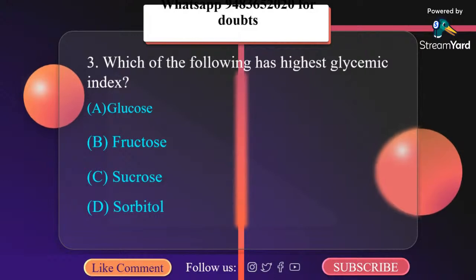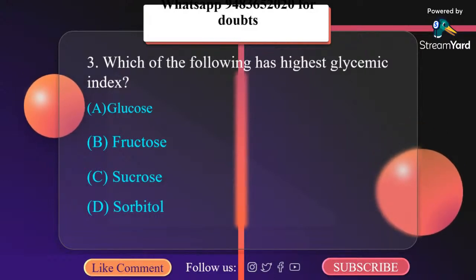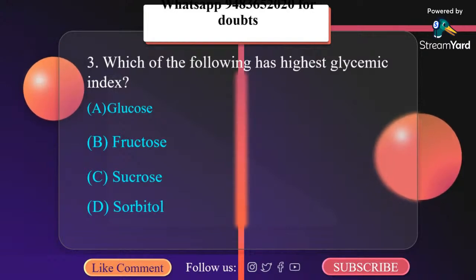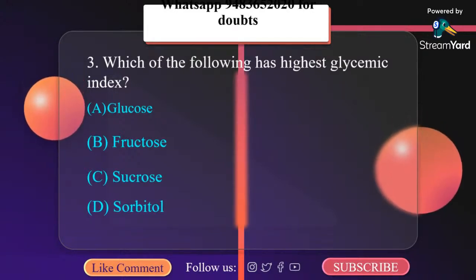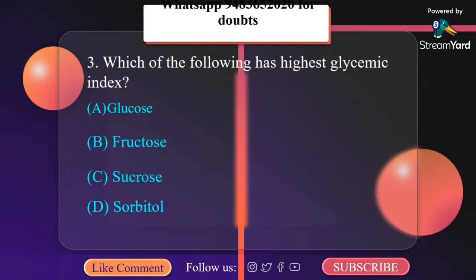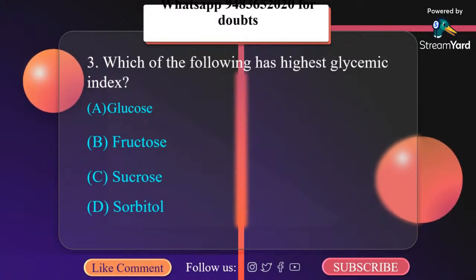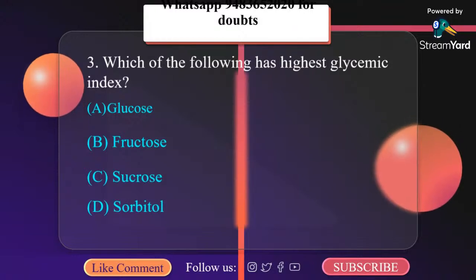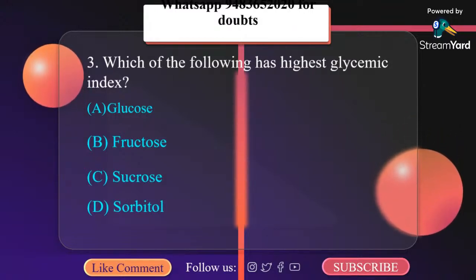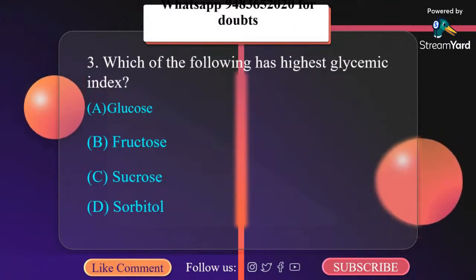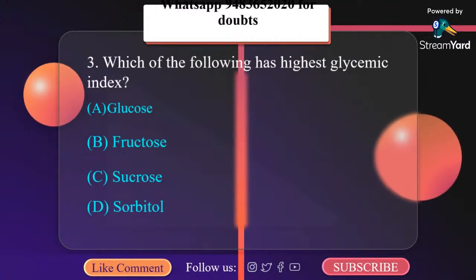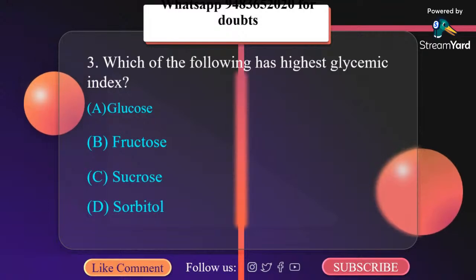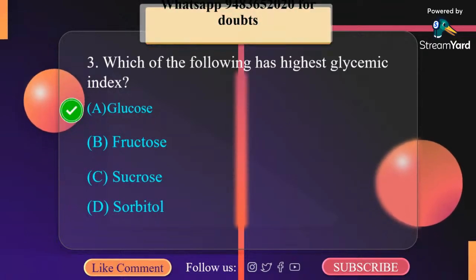Which of the following has the highest glycemic index? A, glucose, B, fructose, C, sucrose, D, sorbitol. Now what is glycemic index? Glycemic index is the increase in blood glucose after the test dose of a carbohydrate compared with that of an equivalent amount of glucose. This glycemic index is a value assigned to foods based on how slowly or how quickly those foods cause an increase in blood glucose level. The highest glycemic index is for glucose and galactose. So the correct answer here is A, glucose.